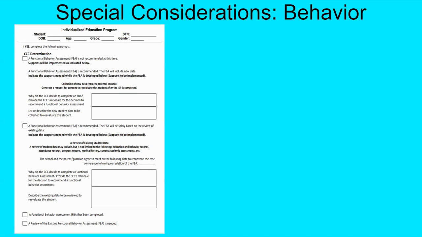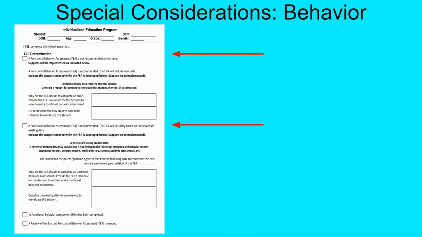However, if the behavior of concern is impeding his learning, and the supports that we're providing to the students are not helping him, then we might have to do an FBA, a functional behavior assessment. And we'll get into how you do an FBA and what that entails, but not today. So as you can see, if you don't need an FBA, then you're done with this section and you move on.